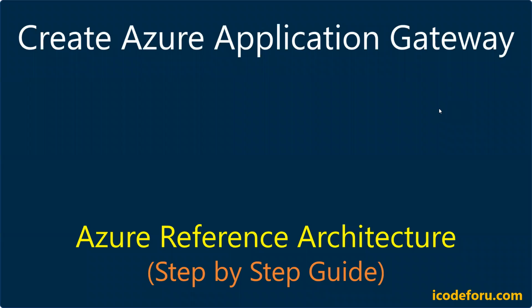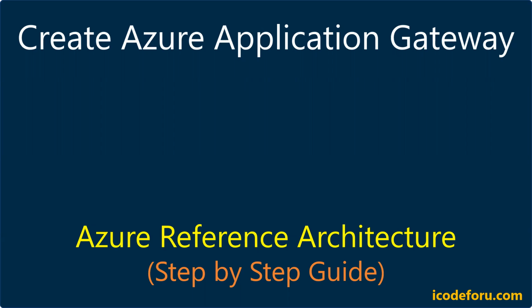In this lab, we will discuss how to create Azure Application Gateway. This Azure Application Gateway is used in the reference architecture, which I am creating as part of this series. So in this episode, we are going to talk about how to create Azure Application Gateway using the Azure portal, and then we will look at how to create application gateway using the RM template, and then finally automate using the Azure DevOps CI/CD pipeline.